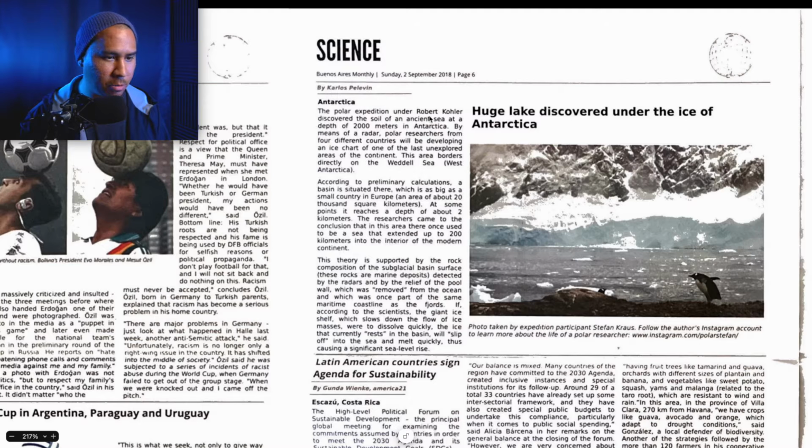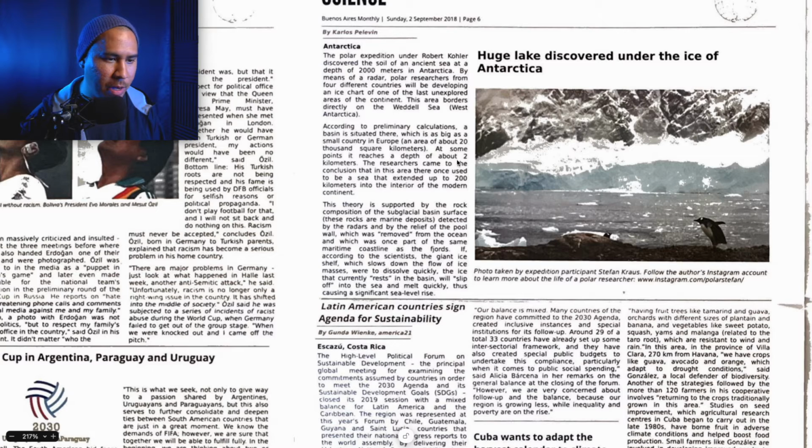The polar expedition under Robert Kohler discovered the soil of an ancient sea at a depth of 2,000 meters in Antarctica. By means of radar, polar researchers from 4 different countries will be developing an ice chart of one of the last unexplored areas of the continent. This area borders directly on the Weddell Sea, West Antarctica. According to preliminary calculations, a basin is situated there, which is as big as a small country in Europe, an area of about 20,000 square kilometers. At some points, it reaches a depth of about 2 kilometers.